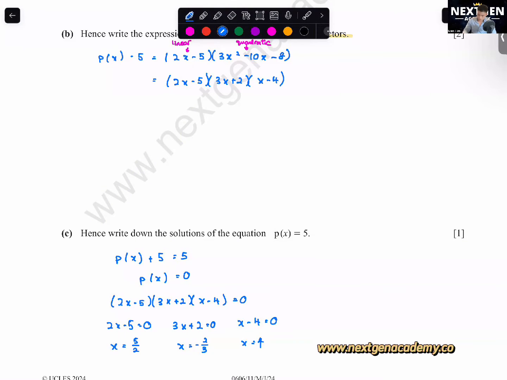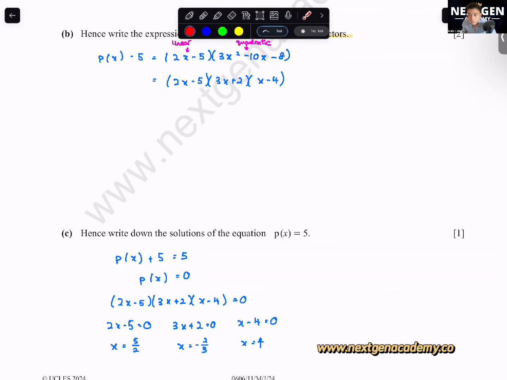Hey, sorry, this is p(x) plus 5. Plus, sorry, not negative. I copied from the wrong one already. It's supposed to be from the first question, from the first one, not the second one.